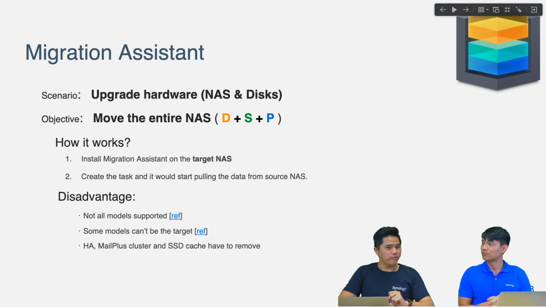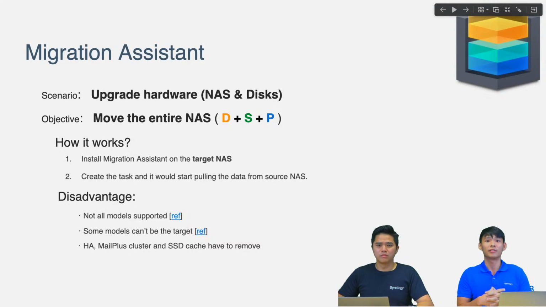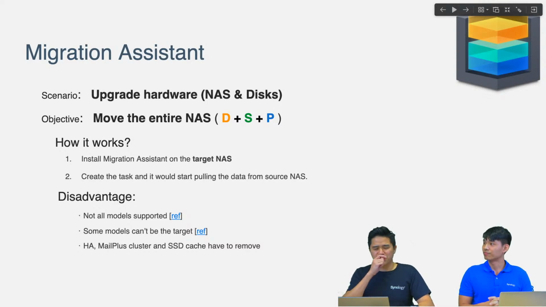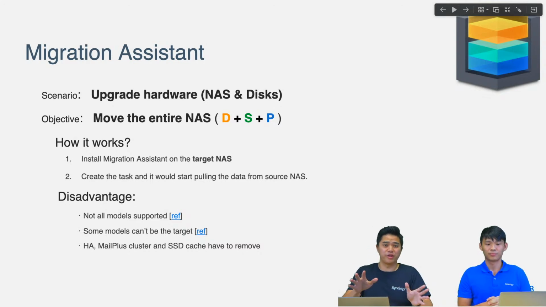And by the way, I want to mention one thing. During the movement, I want my source NAS to keep providing the service. Okay, good. Then Migration Assistant could meet your requirement to move the entire NAS without any problem. Besides, while Migration Assistant is pulling the data, it will keep moving the modified data from source NAS to the target NAS. Oh, so Migration Assistant sounds pretty powerful, and I guess it can be used in lots of scenarios.